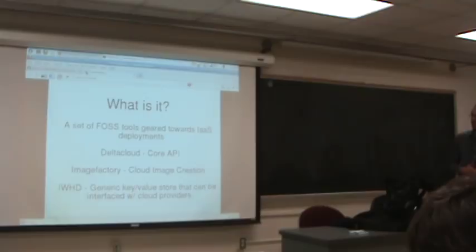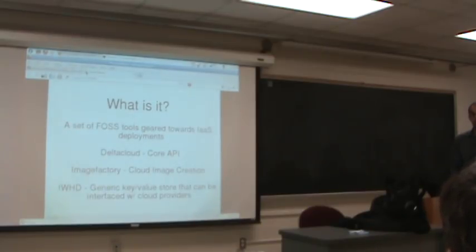IWHD is a generic key value store. If you're familiar with cloud computing at all, you know that you can hook up generic key value storage options to various cloud providers. This is a very lightweight one that we've written in C that can be attached to any cloud provider and used to host data. We use it, for example, to host the images that we build with Image Factory, so that we can deploy those same images to any cloud provider from there.